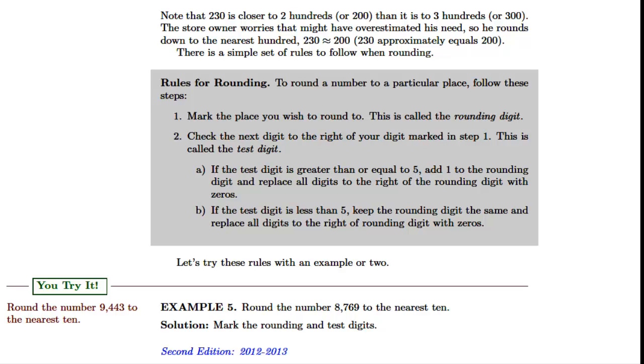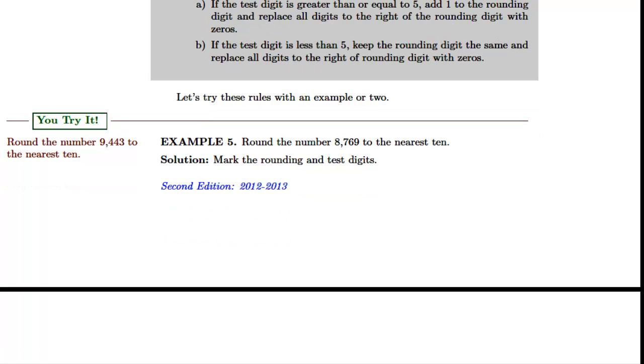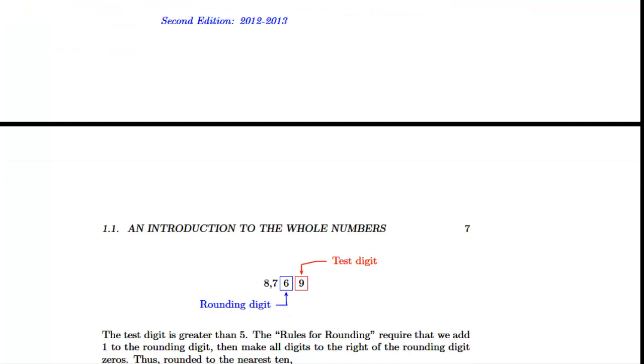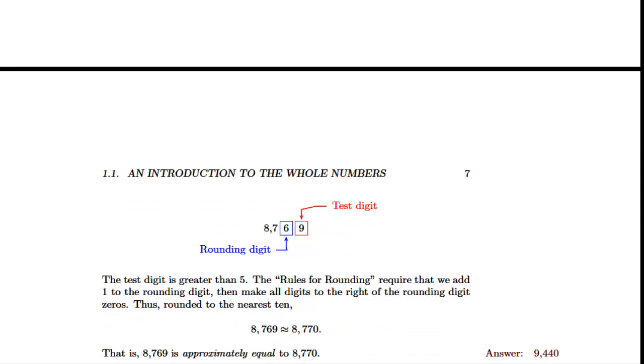Let's try these rules with an example or two. Example 5. Round the number to the nearest 10. Solution. Mark the rounding and test digits. The rounding digit is 6. We want to round to the place value of 6. The test digit, the digit that comes after the rounding digit, is 9. The test digit is greater than 5. The rules for rounding require that we add 1 to the rounding digit. Then make all digits to the right of the rounding digit zeros.